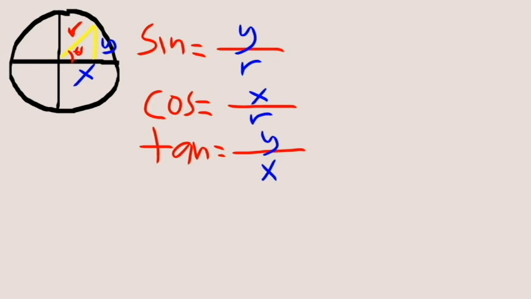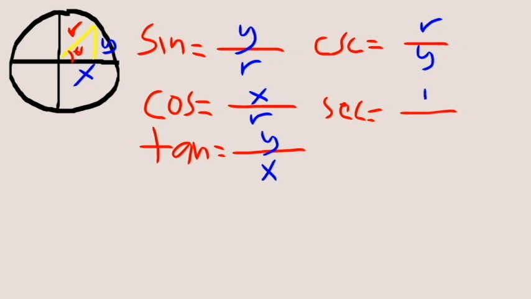So for cosecant, it is the reciprocal of the ratio of the sine, right? If the ratio of the sine is y over r, our cosecant now is r over y. Same with secant, it is the reciprocal of the ratio of the cosine. Therefore, our ratio for secant is r over x.